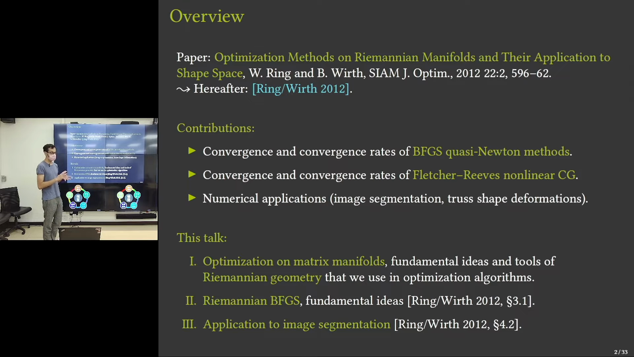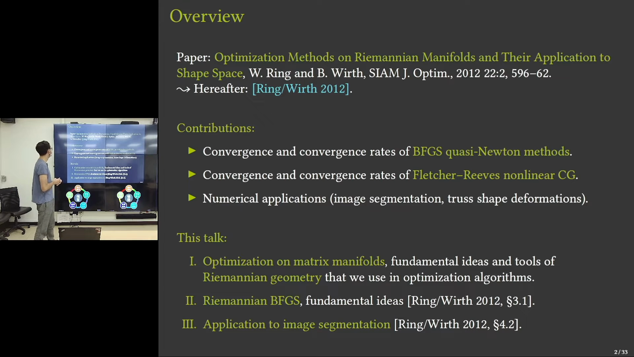I'm going to do a kind of merge with some things that we have seen already, some things that we have not seen already, that are the basis, the fundamentals for doing optimization of algorithms on matrix manifolds. And especially from the paper, we look at BFGS, the Riemannian version of BFGS, and the application of this method in image segmentation problems.